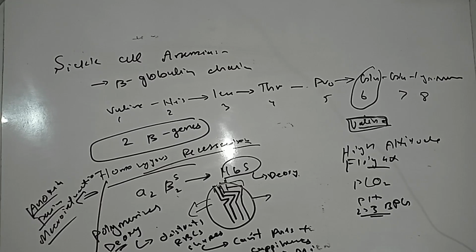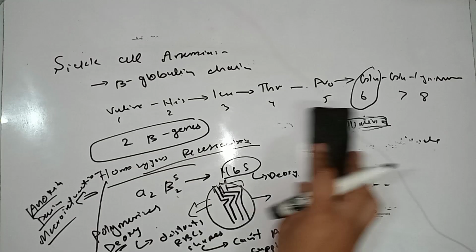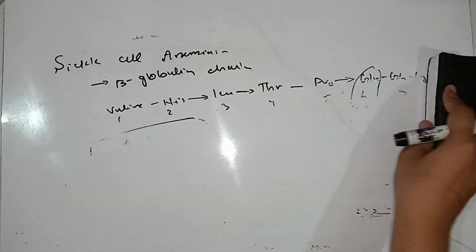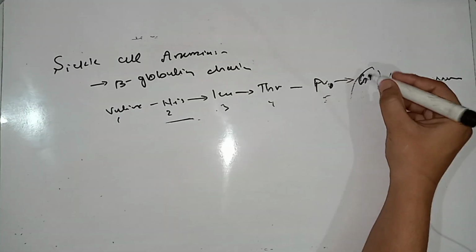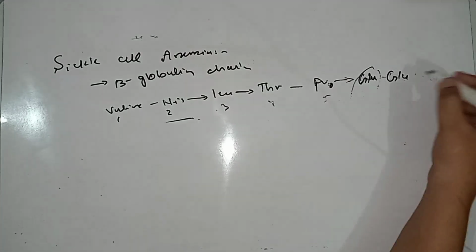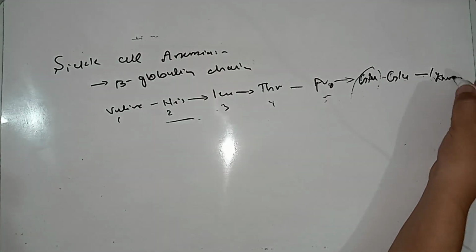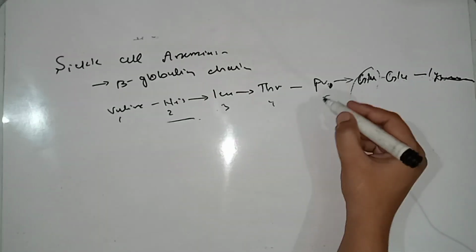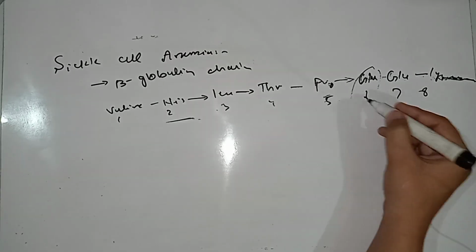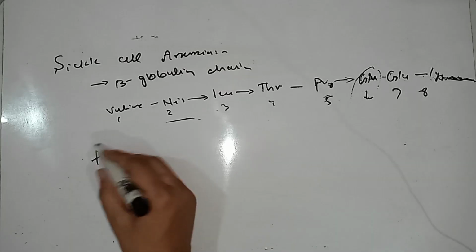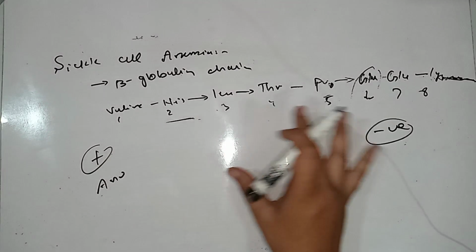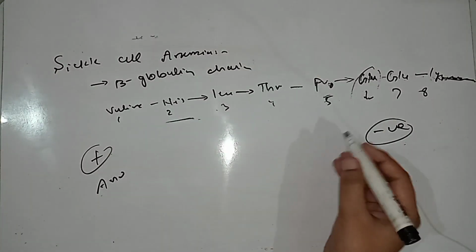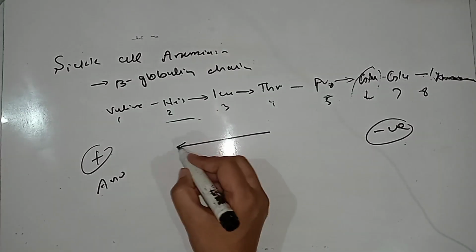Another thing we should be knowing about is their pattern on the electrophoresis. So, it is proline, glutamate, and lysine, and then the chain continues. So, 5, 6, 7, 8. This is the anode or positive charge in electrophoresis, and this is the negative charge. This beta globulin chain has negative charge, and in electrophoresis it moves towards the positive side.